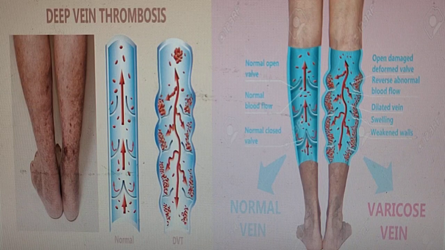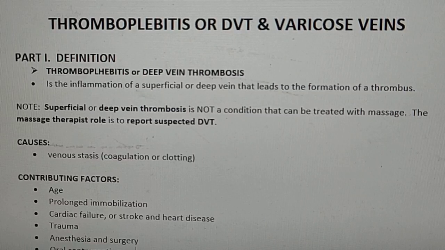In this video, I will be talking about a treatment plan for the condition thrombophlebitis or deep vein thrombosis in varicose veins. By definition, thrombophlebitis or deep vein thrombosis is the inflammation of a superficial or deep vein that leads to the formation of a thrombus. A thrombus, guys, is a blood clot that forms in a blood vessel and remains in the blood vessel.